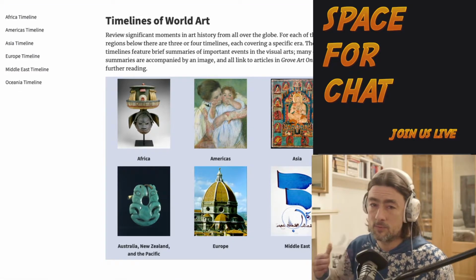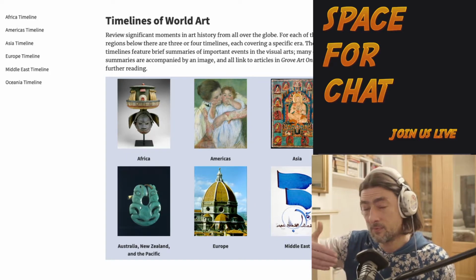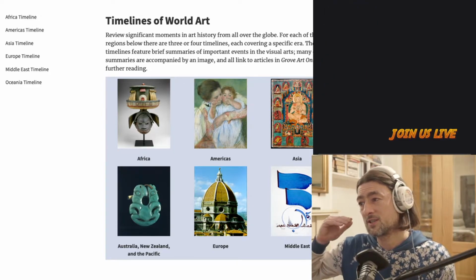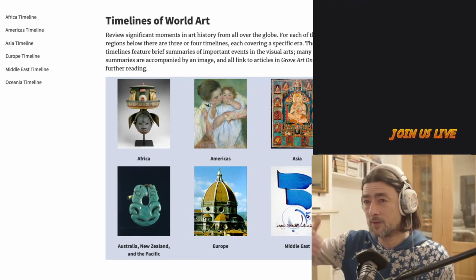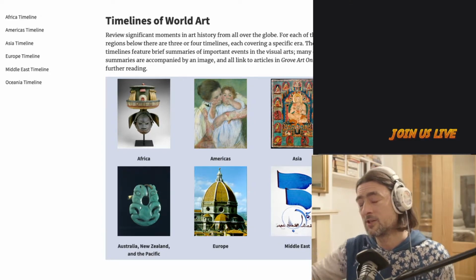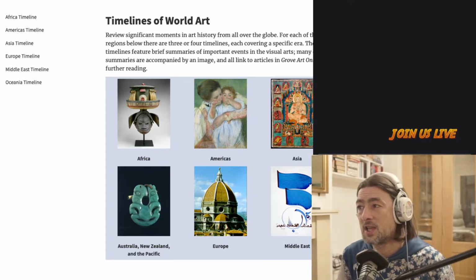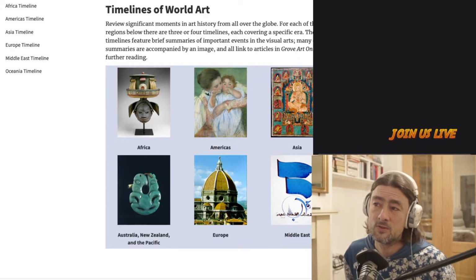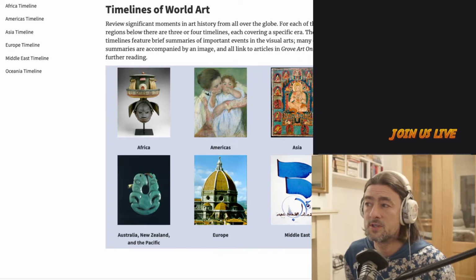Of course, as the timeline progresses from cavemen, cave women, cave people, non-binary cave people, right? As the timeline progresses, then things will overlap and interweave. But in the early stages, most of these timelines are independent. Africa, Asia, Americas, Australia, New Zealand, and the Pacific, Europe and the Middle East. So it's interesting that we've got these different timelines. So there's 6 different categories for us to look at.